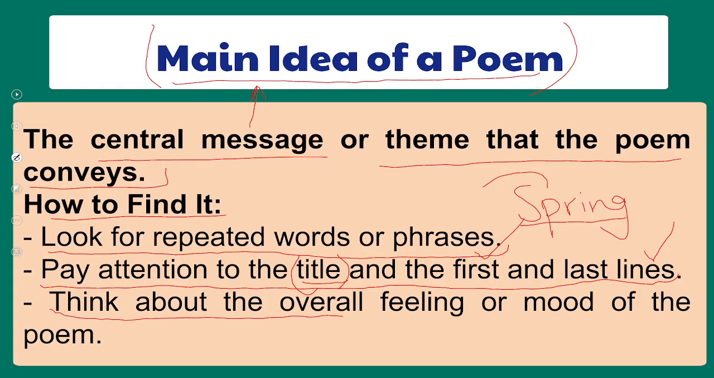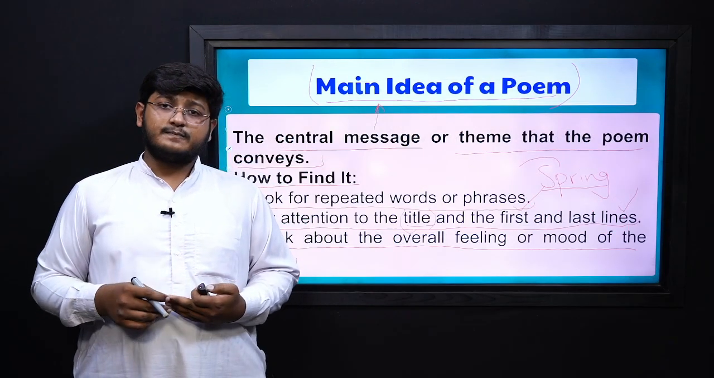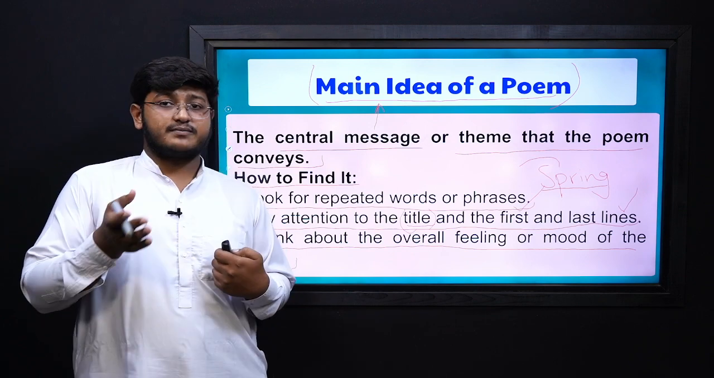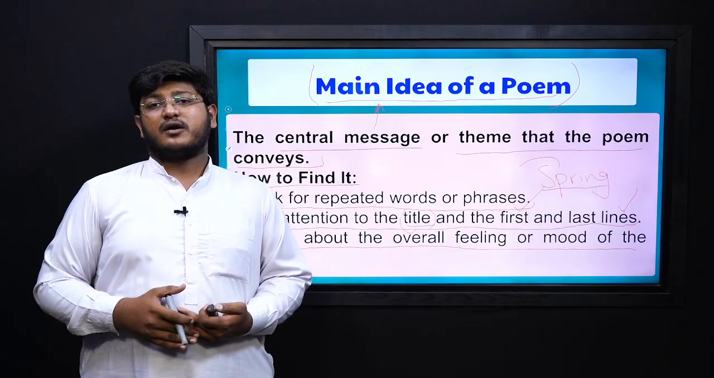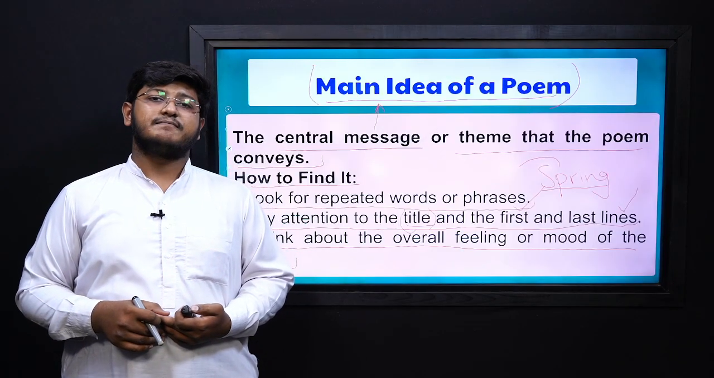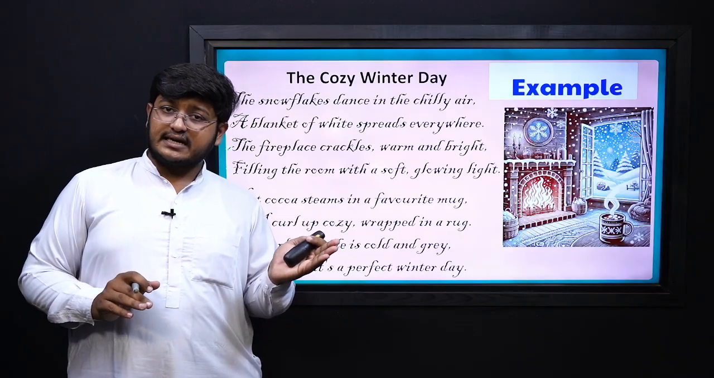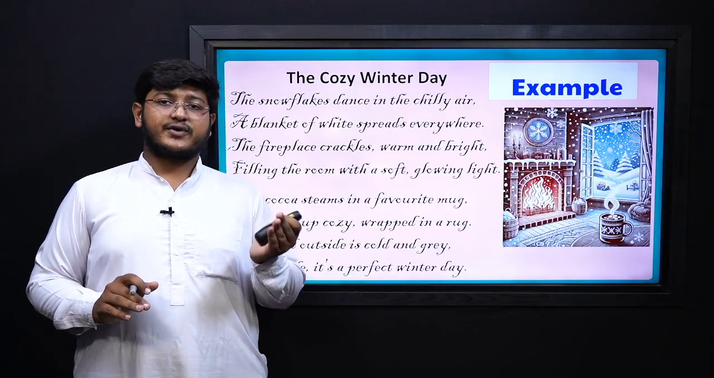Lastly, think about the overall feeling and mood of the poem. So lastly, you have to read the poem, and then through decoding the meaning of the poem, you have to think about what the poem was about and what the main message of the poem was. That main message is actually considered the main idea of a poem. So let's go further. I hope you guys have understood what the main idea is, how to find the main idea, what a descriptive poem is, and how to write a descriptive poem.